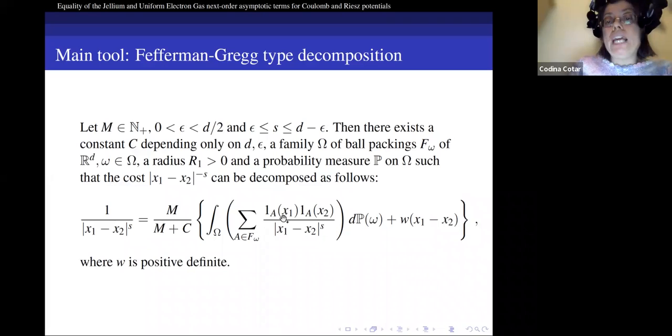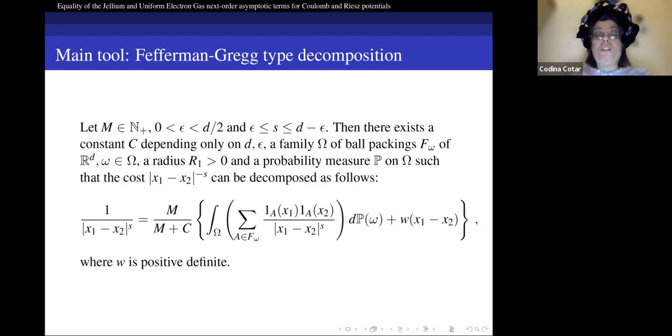And now if we look, we no longer have a long-range interaction. We have only interactions of x_1 and x_2 in the ball A. So we have a short-range interaction. Of course, we have to pay a price, and this price is paid by W, which is an error, and basically it takes everything else. So it's 1 over the norm of x_1 minus x_2 to the s, minus my short-range interaction, and I'm going to call that W.